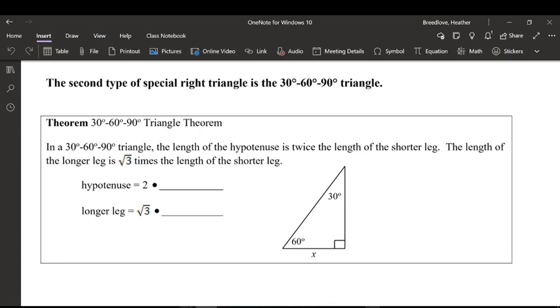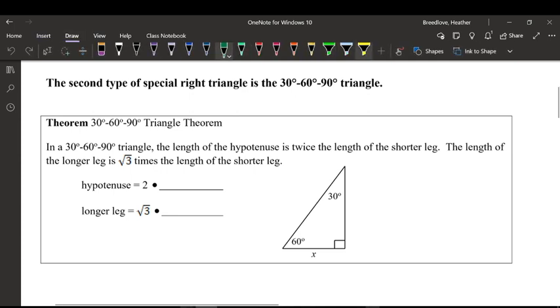And I will give you both of the tic-tac-toe grids for the test. They don't have to be memorized. If you use them, they probably will be memorized by the time you take the test. But this one, it says the hypotenuse is twice the length of the shorter leg.